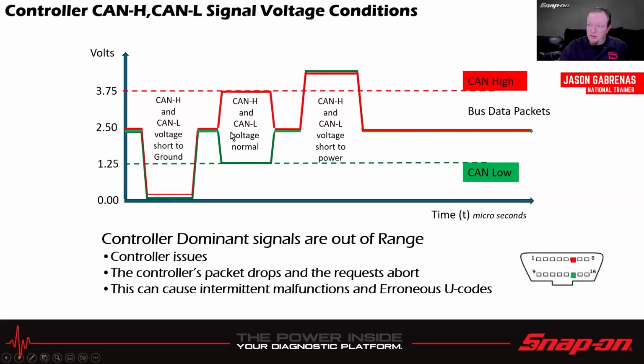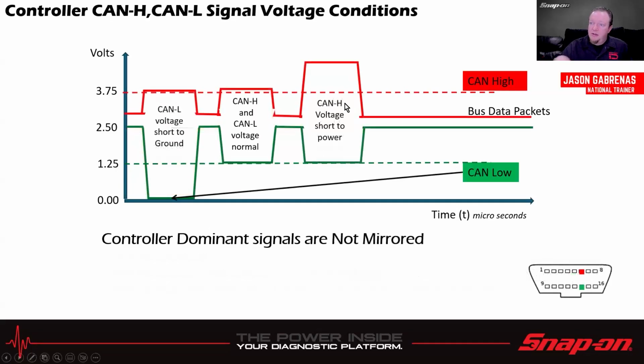Both could be short to ground, both can be normal, both could be short to power. One could be short to ground, one could be shorted to power. And it could work in any of the combinations of those. They can both be normal, of course.